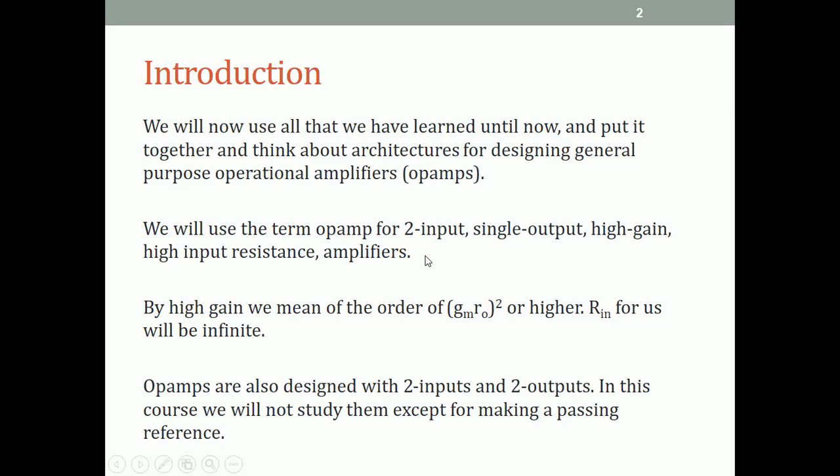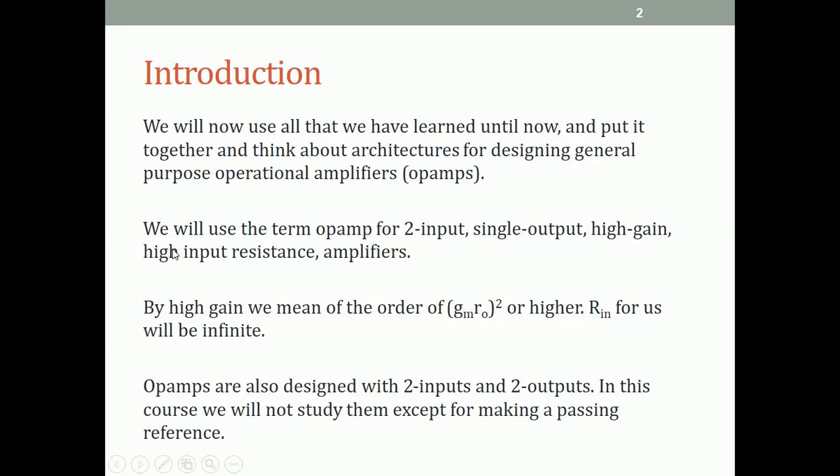Alright. And by high gain, we will mean a gain of the order of GMRO squared or higher. We'll start with GMRO squared and then go to higher. For us, Rin will be infinite because these are all MOSFET amplifiers with the input supplied to the gate, and so the input resistance is infinite.